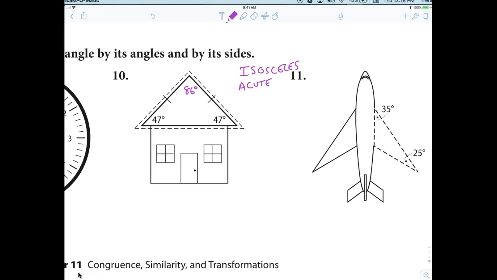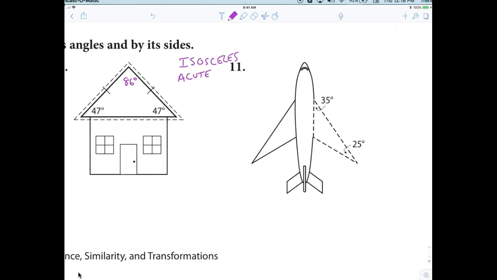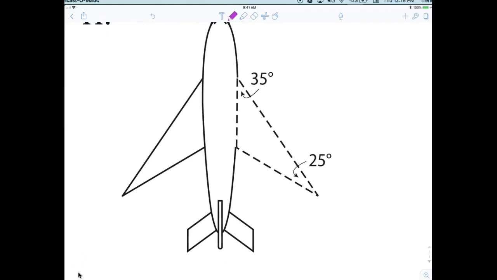Anybody have any issues? All right. Let's take a look at number 11, an airplane. All right, so I need to figure out what this angle is right here. Colin, can you tell me what that angle would be? That angle would be 140. How do we get that? Because 35 plus 25 equals 60. So, oh wait, yeah, Sebastian's right. It is 120.